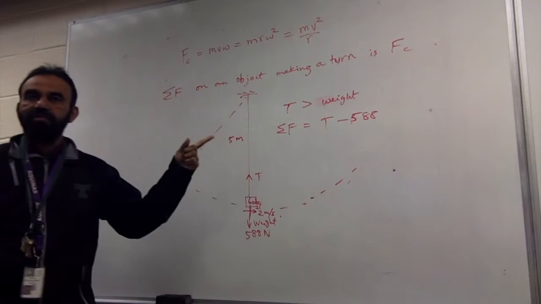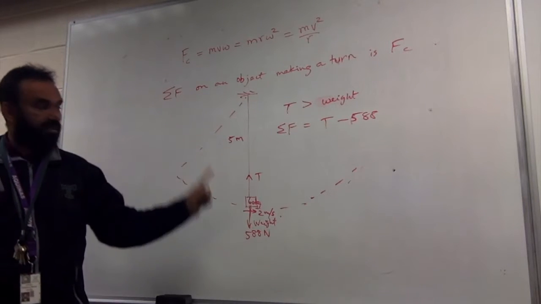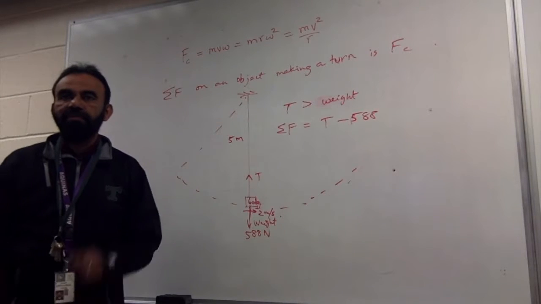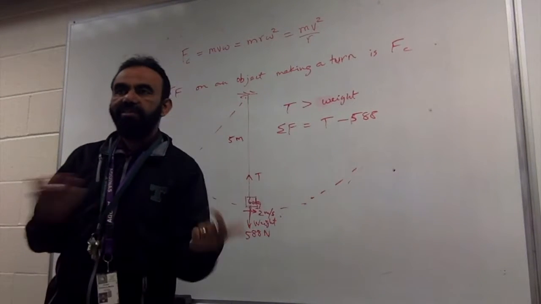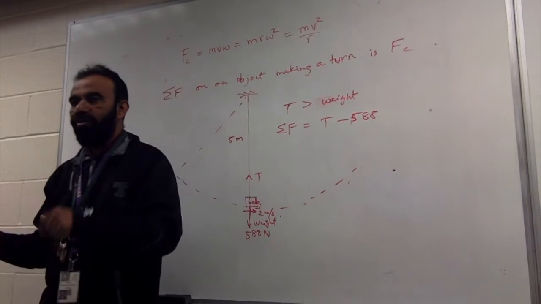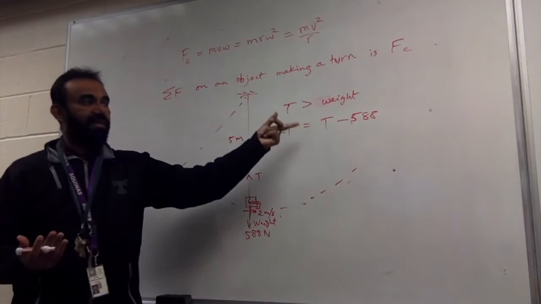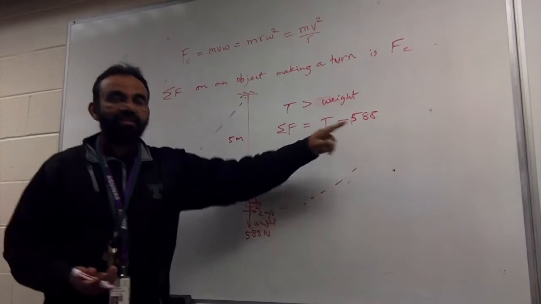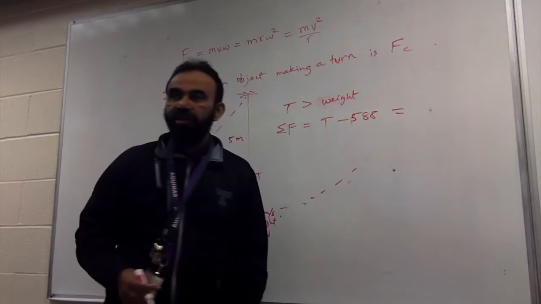That's the net force: tension minus weight. This minus this. You know how you've done the Newton's law problems? The net force produces an acceleration, so you take the bigger minus the smaller equal to ma. That's exactly what you're doing. You know that tension is bigger, so this minus this is equal to ma, right?